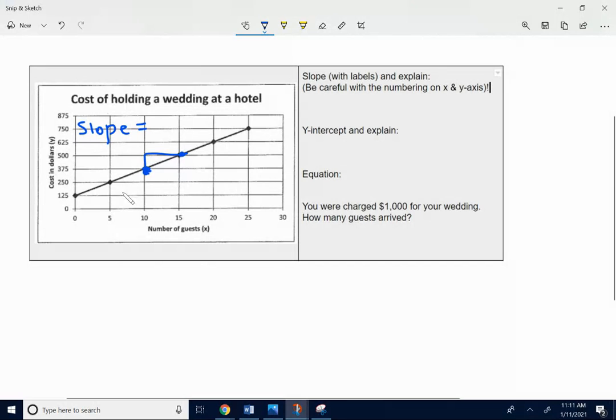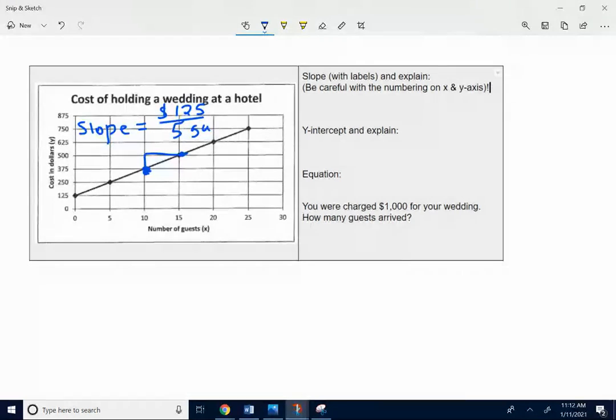We're going to rise one space here. But look at the axis really carefully, the numbering. Notice we're counting by 125s. Each space on the y-axis is worth $125. The run is one space, but on this x-axis, each space is 5. It's counting by 5s: 5, 10, 15, 20. So it'd be 5 guests.